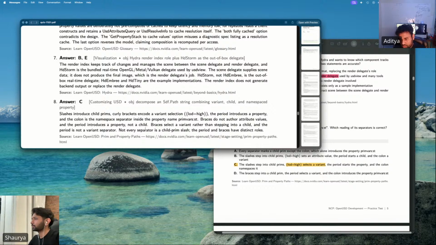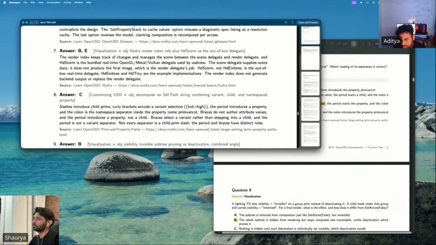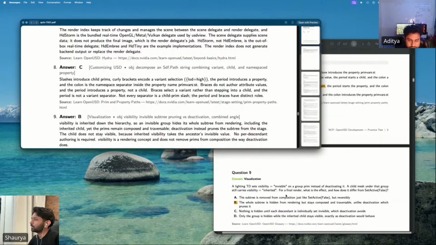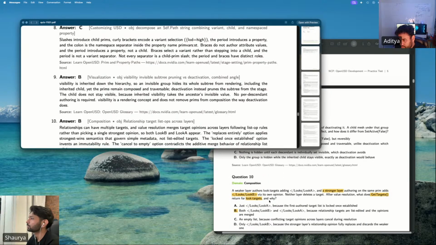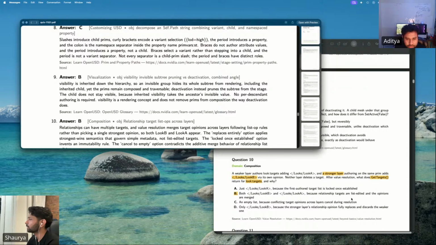Okay, eighth is correct. Ninth is B. B is also correct. The whole subtree is rendering but composed and traversal unlike deactivation. Yes, we already know this. Sets invisibility equal to invisible on the group prim. Yes. Okay, ninth is correct. Let's see. 10th is also correct. 10th was pretty easy.